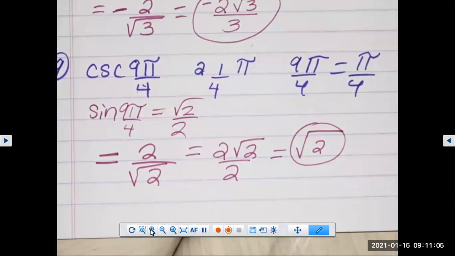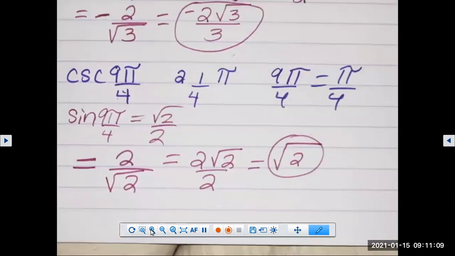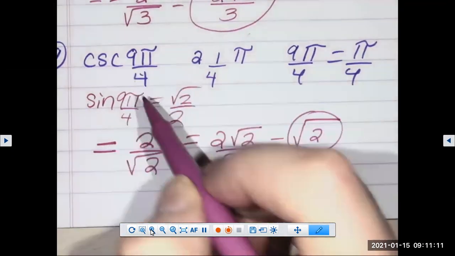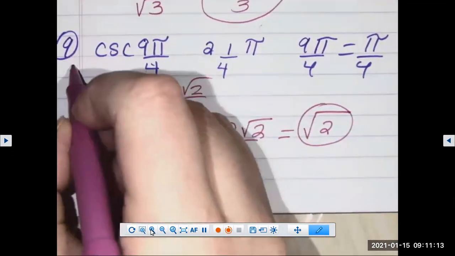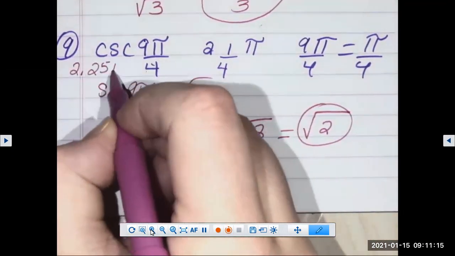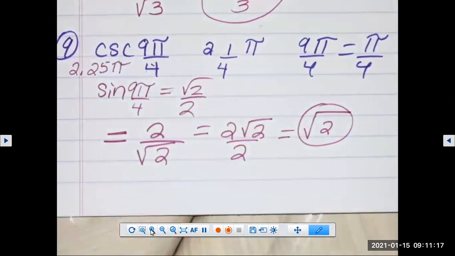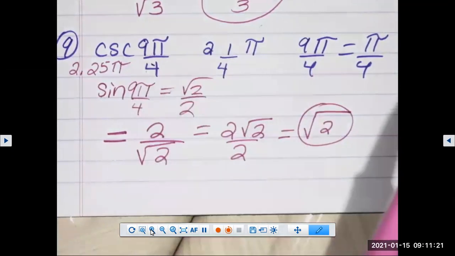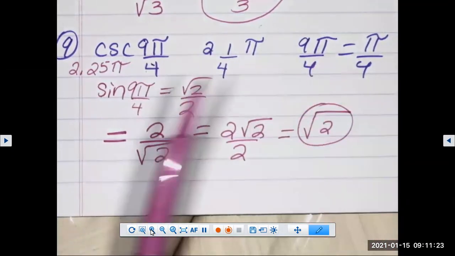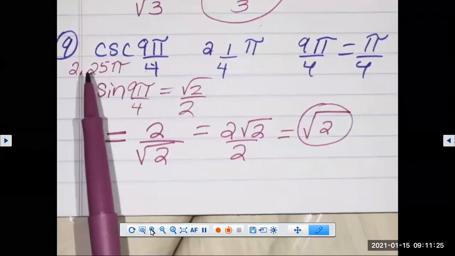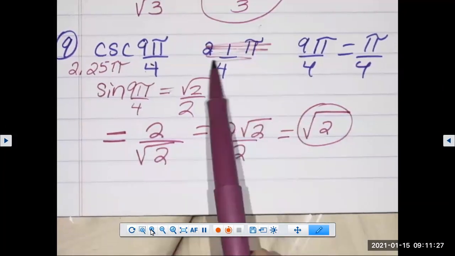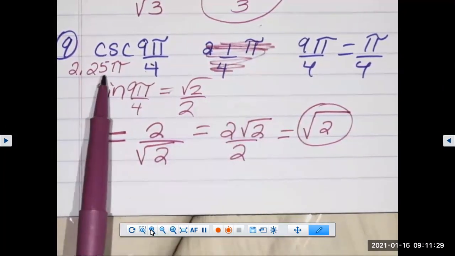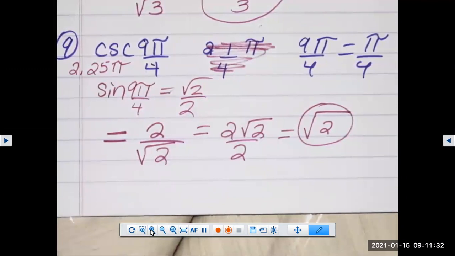You don't have to do it that way. You could just say that 9/4 is 2.25 pi. The whole point I'm trying to make is just to get you to see that this is a whole rotation of 2 pi. It's going to be more than 2 pi. So 2.25, just trying to make it so you can see that.